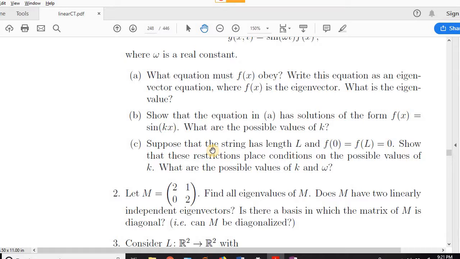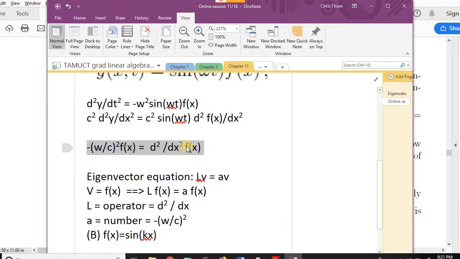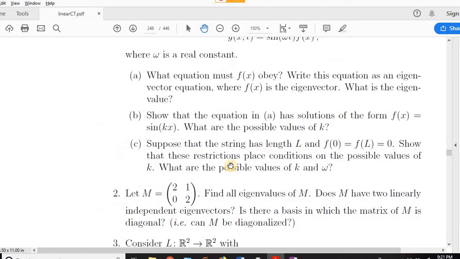And how do we just know that f of x is sine of kx? That's what they suggest. Well, I tell you why: because people have recognized this equation. If you take differential equations, you will recognize this equation. So that's true, he pulled it out of the hat. But it says show that the equation of A has solutions of the form.